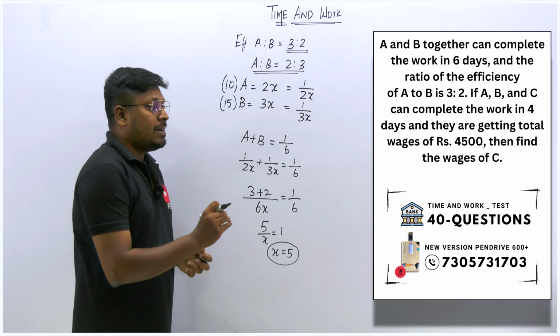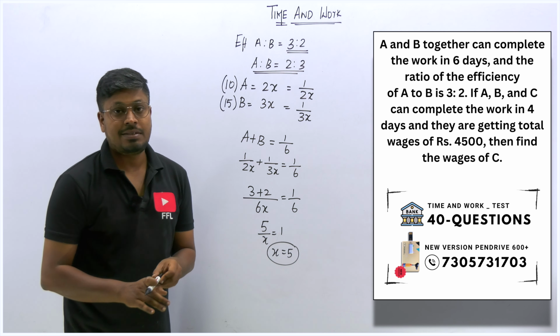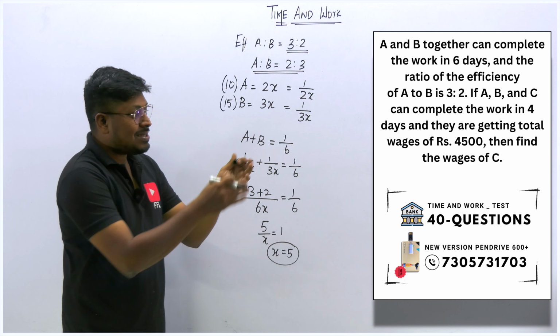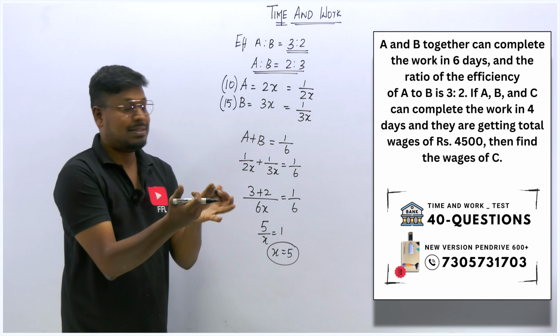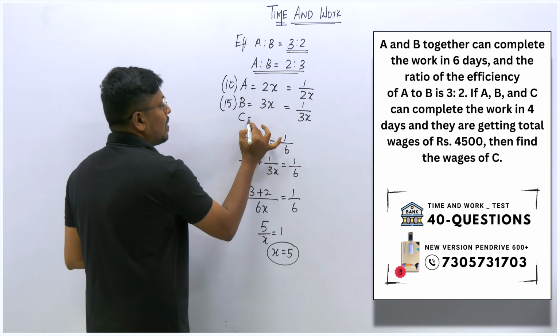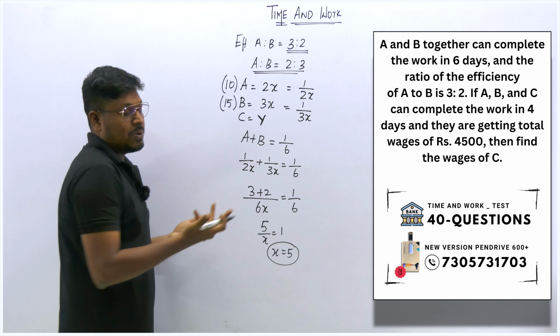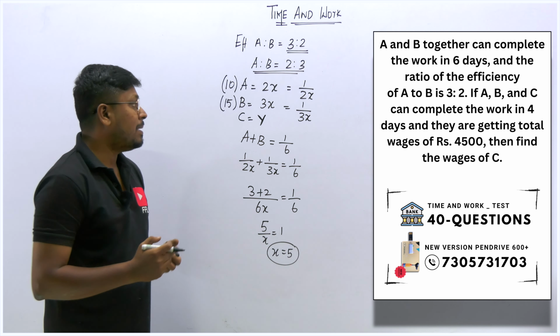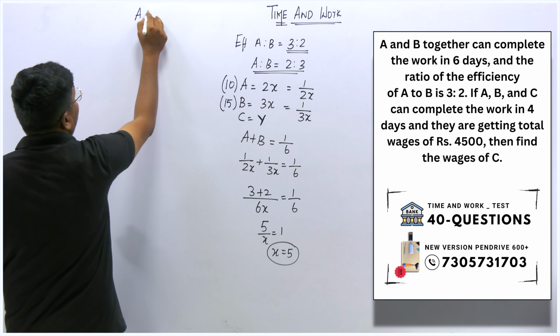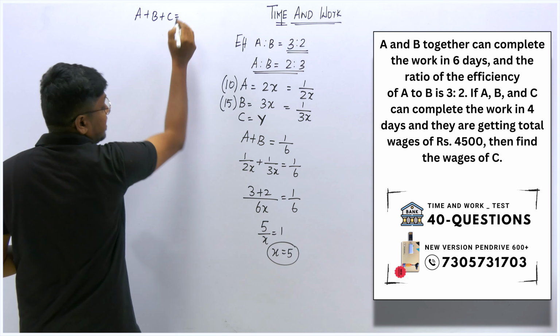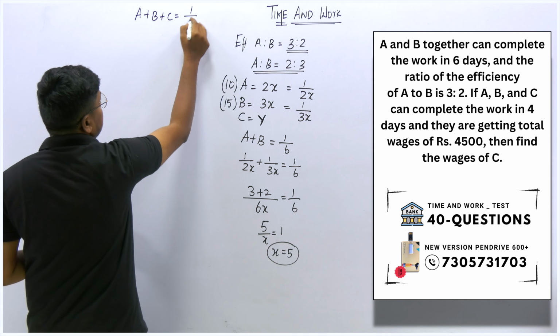So all the 3 persons can complete a work in how many days? 4 days. But we don't know what is the efficiency of the person C. So person C is unknown. So what I can do is, we can fix the person C unknown as y, because we don't know the value of the person C. But we know, according to the question, all the 3 persons can complete a piece of work in 4 days. So 1 by 4.